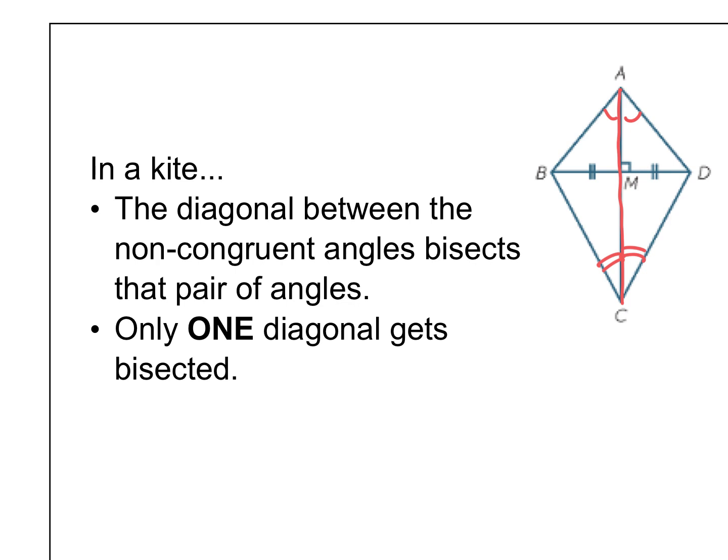And only one diagonal gets bisected. So for instance, if you look at this segment from B to D, that one gets cut in half, but the other diagonal does not get cut in half, does not get bisected.